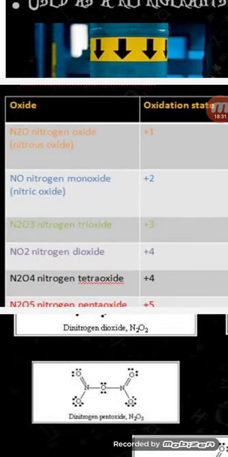As said earlier, the various types of nitrogen oxide are: N2O, also called nitrous oxide, because its oxidation state is +1. Nitric oxide or nitrogen monoxide, NO, where the oxidation state of nitrogen is +2. N2O3, nitrogen trioxide, NO2, nitrogen dioxide, N2O4, nitrogen tetroxide, and N2O5, nitrogen pentoxide.